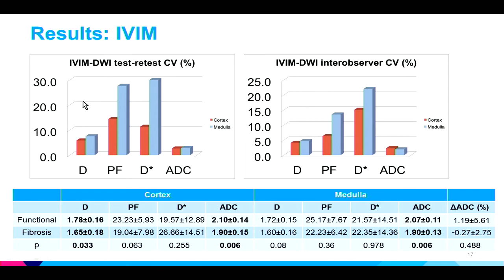IVIM parameters showed robust test-retest repeatability for true diffusion and for ADC, but less robust repeatability and inter-observer reproducibility for the perfusion fraction and for D star. And we observed significant decrease in the true diffusion and in ADC, both in the cortex and the medulla for the group of patients with fibrosis. We also wanted to examine the loss of corticomedullary differentiation on ADC, and we looked at delta ADC between cortex and medulla, but we did not see any significant differences between the groups.